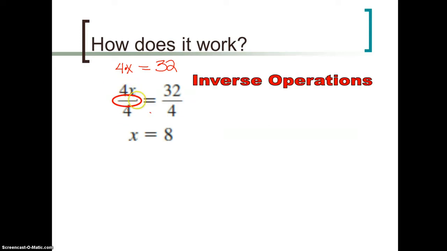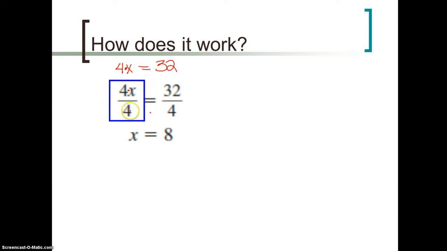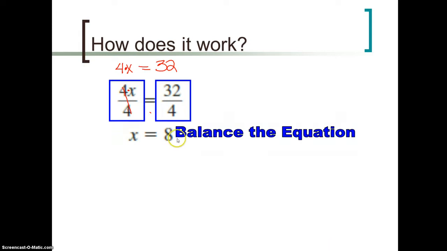Again, what we need to do is take the inverse operation of multiplication, which is division, divide by that number, which is positive 4, and balance the equation by doing it on both sides. When you do that, 4 divided by 4 is 1, so you have just 1 times x, or x. 32 divided by 4 is 8.